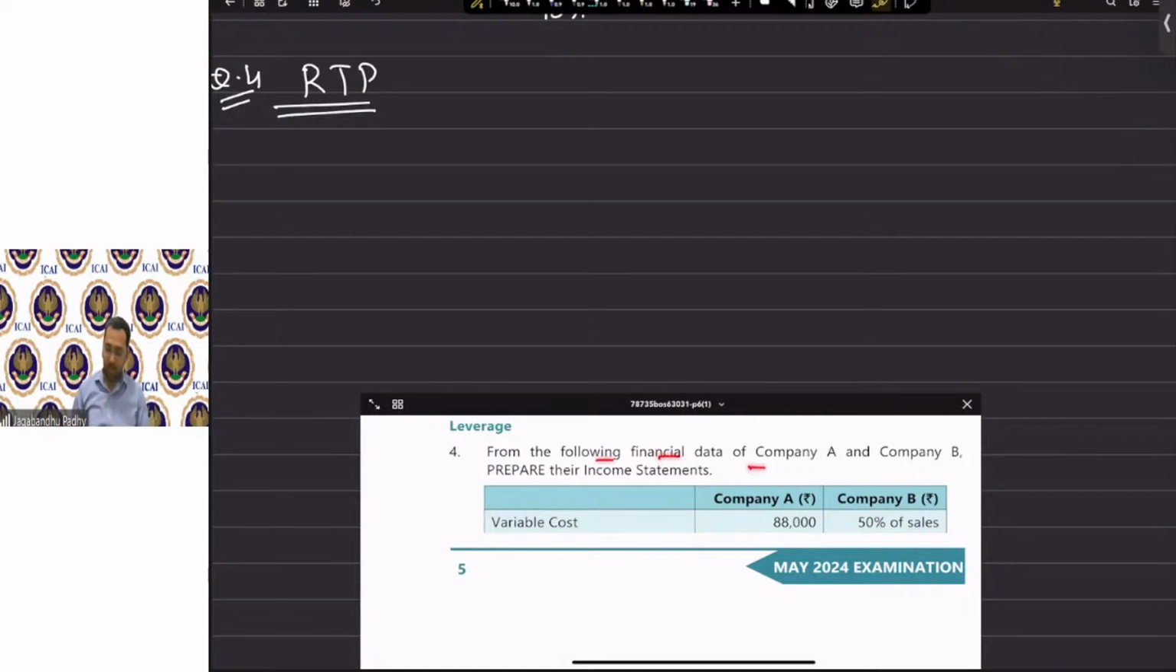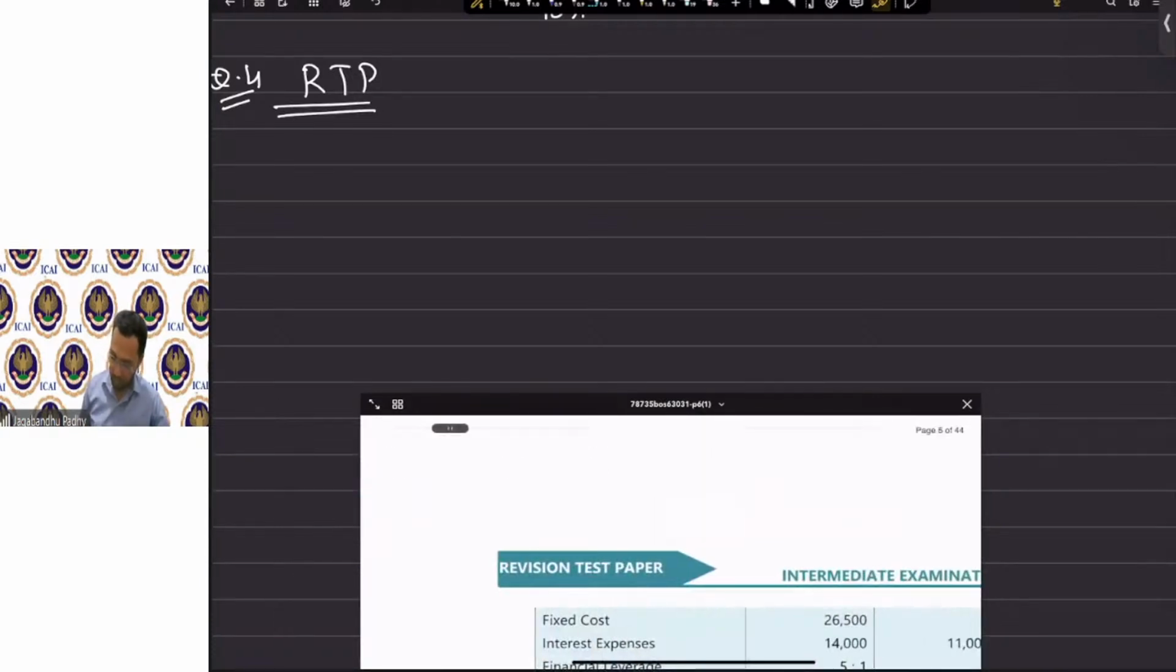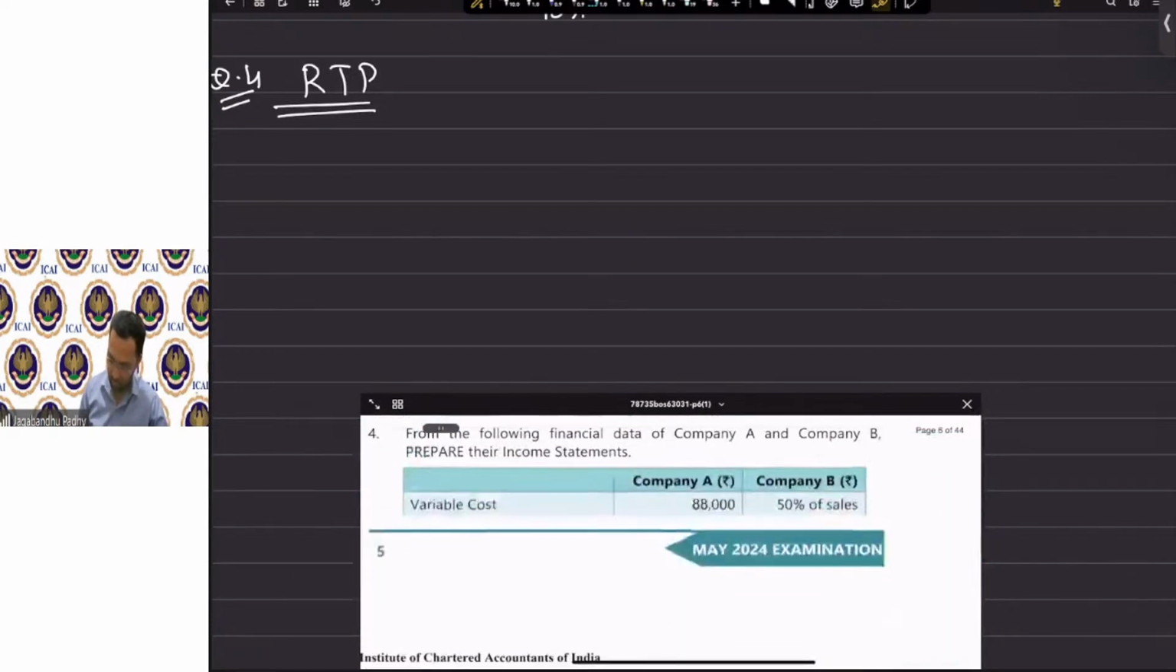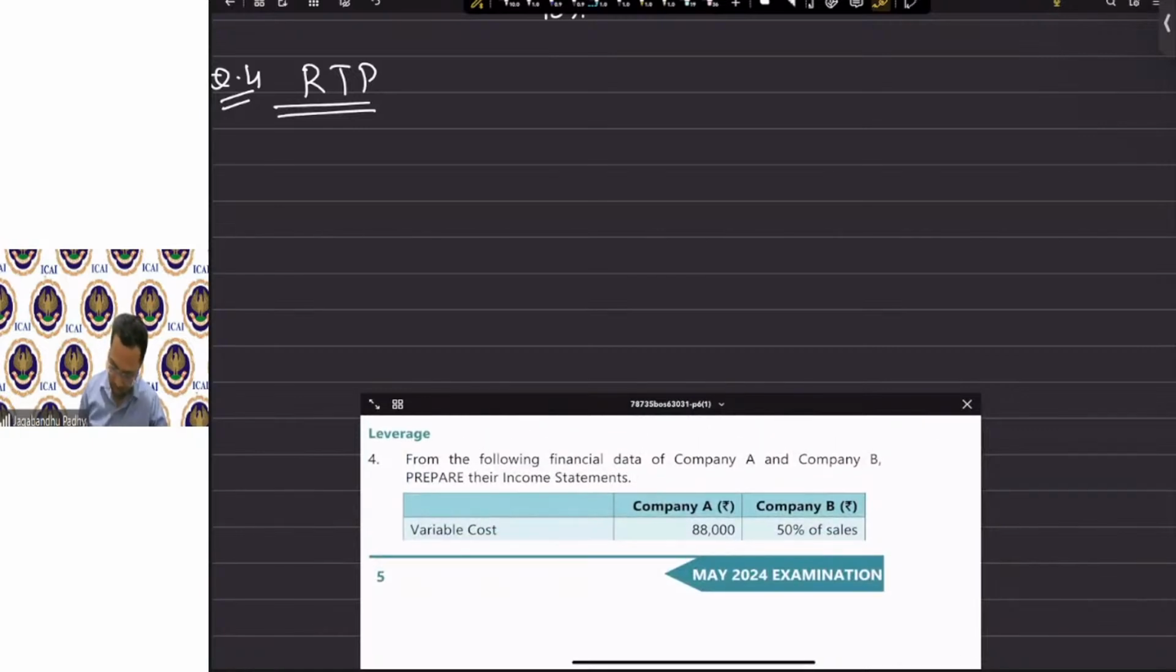From the following financial data of company A and company B, prepare their income statements. So for company A and company B, we have variable cost as 88,000 and 50% of sales given. Then the next part is we have got the fixed cost. Let me just copy this question here so that you can have a quick reference to it, right?